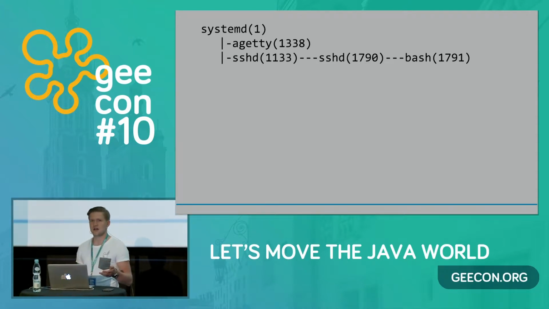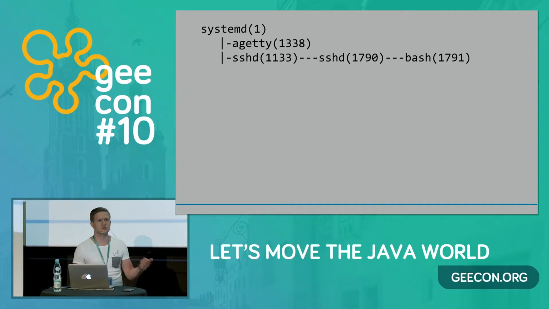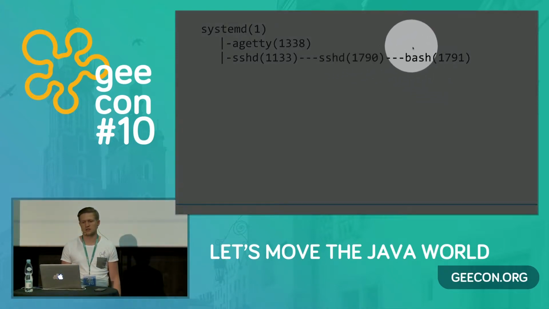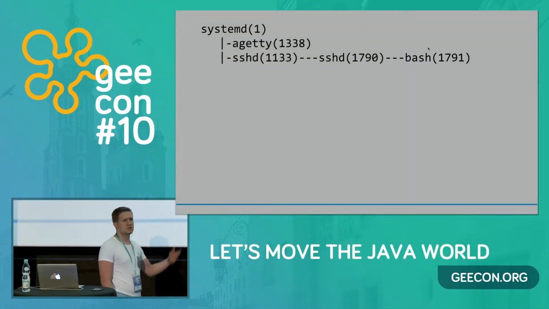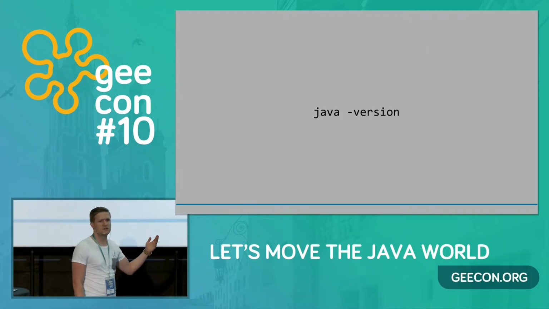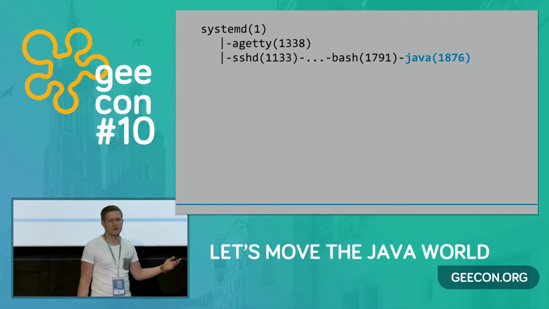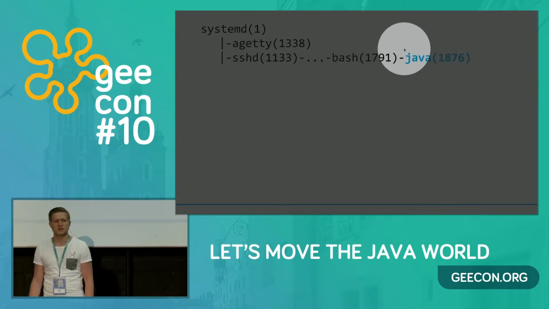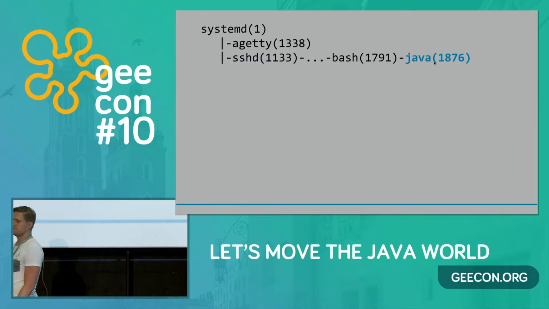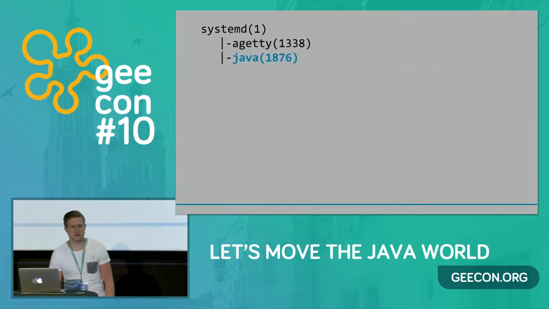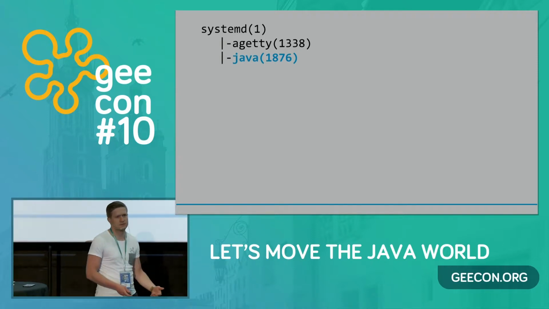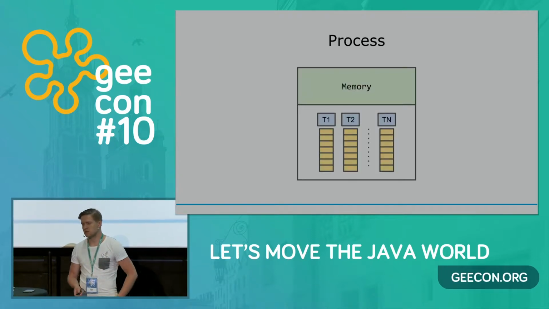In this case, I've got some sshd daemon working on this host, and I went there and created a new bash shell. I SSH there from my local computer, and this is the shell I'm operating in. If I run java -version just to see what happens, there's going to be a new child for my bash shell, and it's going to be this Java process. Of course, there might be a situation like this where systemd is responsible for creating this process by itself. That might happen as well.